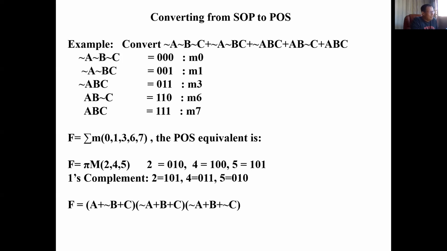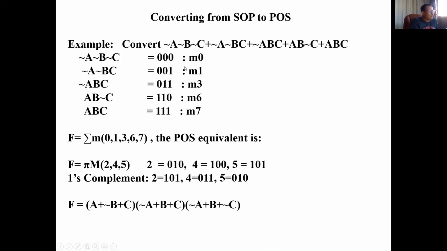Okay. How do you convert the SOP to POS? It's easy. We use the truth table. Okay, so for example, this is our function: not A times not B times not C plus not A times this. These are min terms, right? How do you convert them into POS?